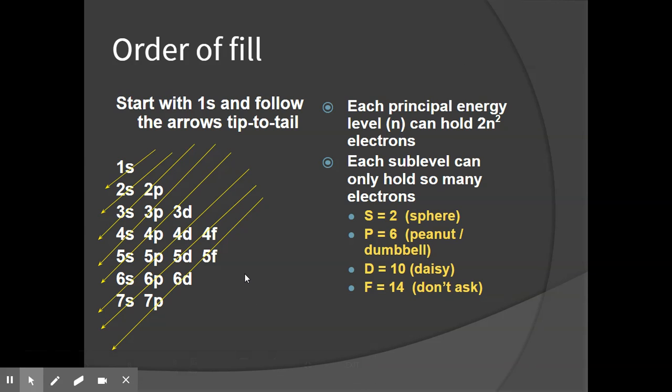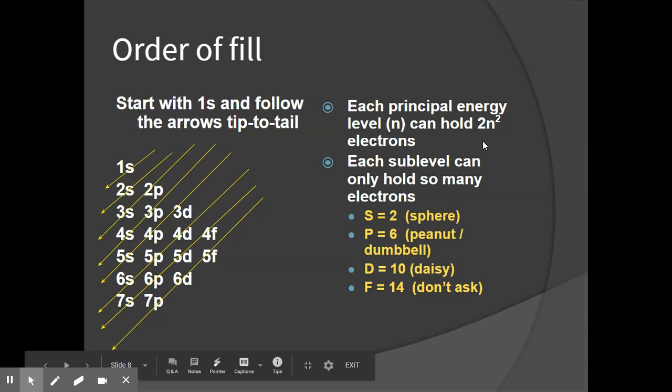Most people find it easier to just know this order of fill diagram. If you write out all of the possible orbitals that I've written out here, and then you draw arrows diagonally across, it will show you the order that the elements will fill in their electrons. We start with 1s, and then we follow the arrows around and down. After 1s is 2s. After 2s would be 2p, and then 3s, and so on and so forth.